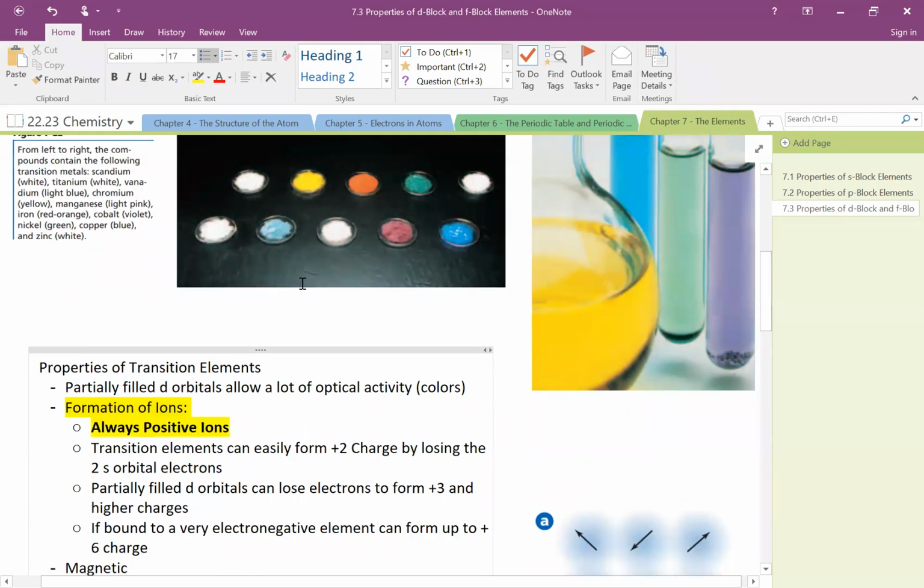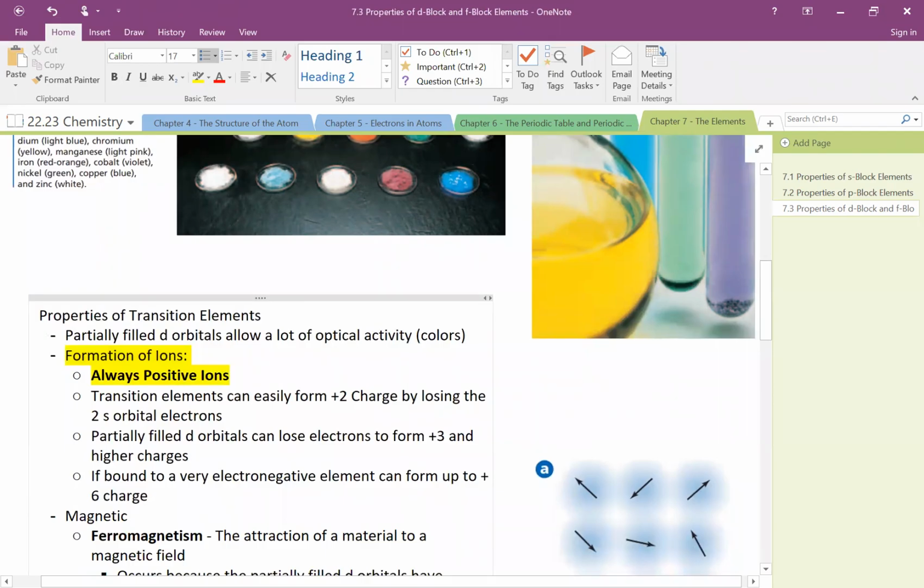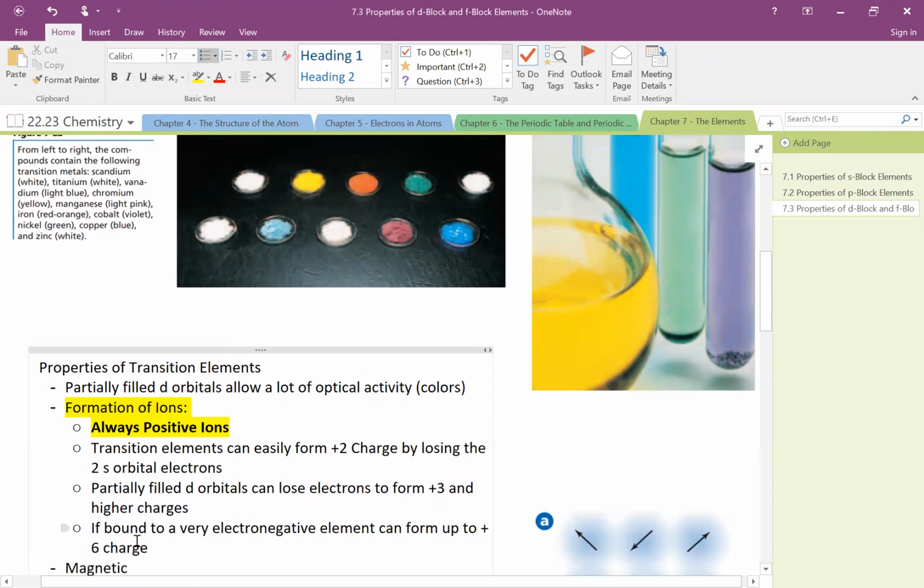Now, the charges they assume are fairly complicated. I just want to point out that all of these transition elements can easily have +1 or +2 charge because they can lose their s electrons, right? They have 2 s orbital electrons in their valence shell. They could lose those pretty easily. Those partially filled d orbitals can also lose electrons and form +3 or higher charge. And for many of these transition metals, if you have a very strongly electronegative element, you can form +6 charge, which is a very highly charged particle. I've even seen elements with +8 charge, but that is very rare. So that's how they tend to form charges.